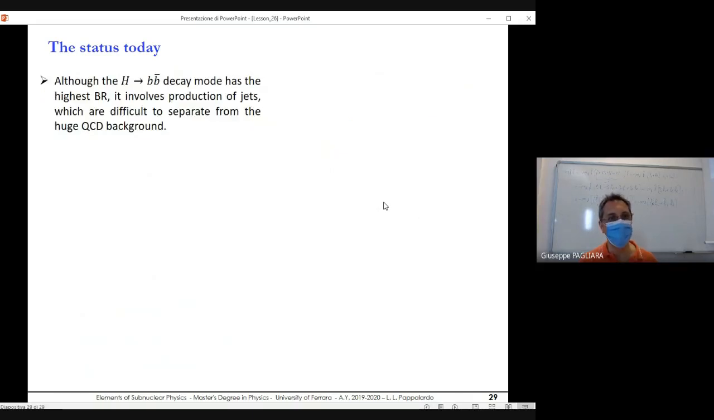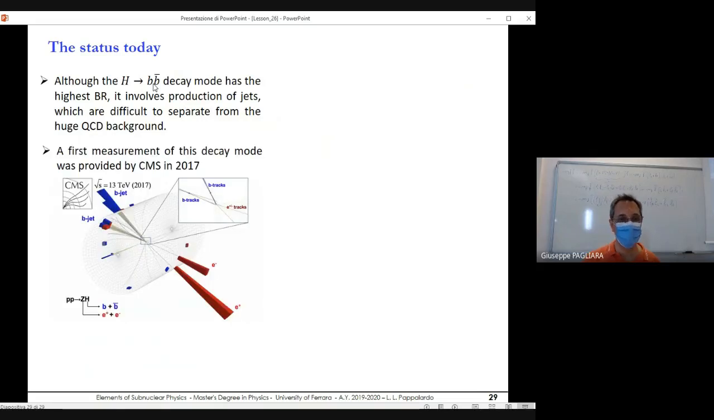The last slide: as I showed before, the b bbar decay mode is the most probable, the one with the highest branching ratio. But it is also a dirty event, because when you create quarks, you create jets, and you have jets not only from the signal but also from the background, because you are smashing 2 protons into quarks and all fragment into jets. So it is very difficult to find this signal.